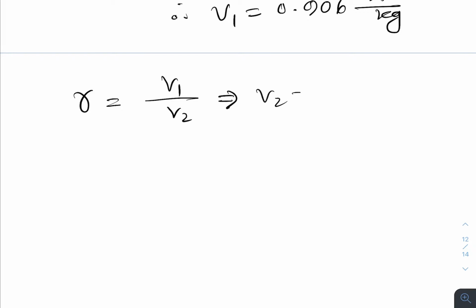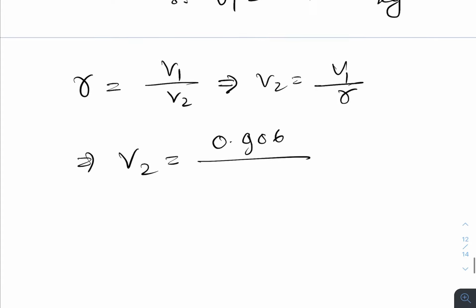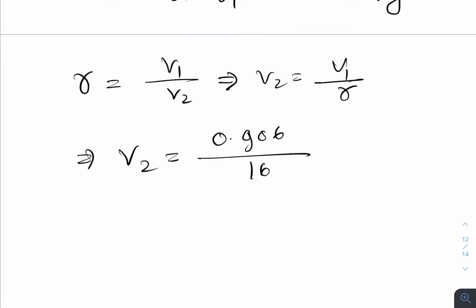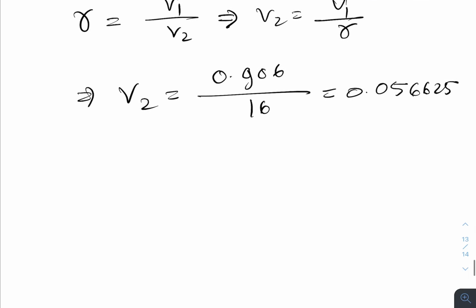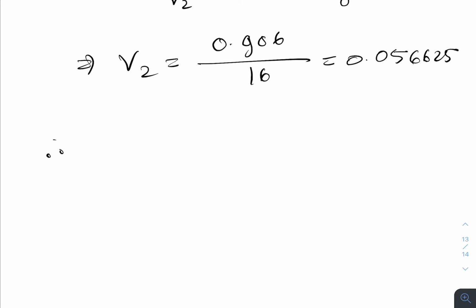So from the compression ratio, we know V1 over V2, so V2 will become V1 over R. We have the V1 value we just got, 0.906, and R is 16, right? So it will become 0.056625. So now we have all of that information.